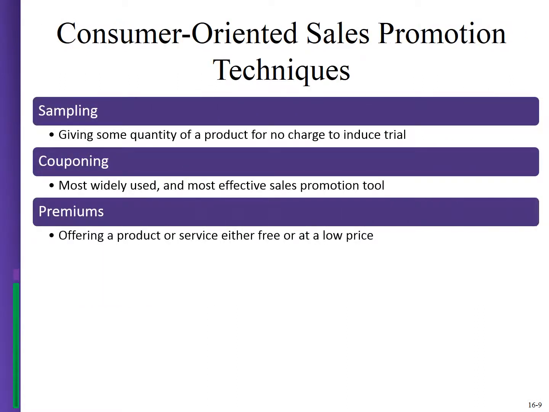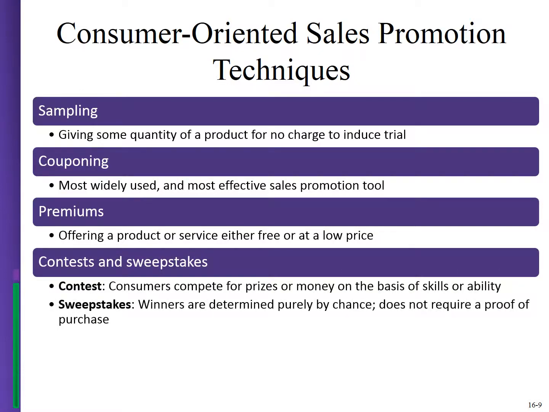So here are some key consumer-oriented sales promotions. Okay, the first one I want to talk about is sampling. As they define it, giving some quantity of a product for no charge to induce trial. So you might, for example, go into a Kroger or a Walmart on a weekend. They might have someone in there cooking sausage. That's an example of a sampling strategy.